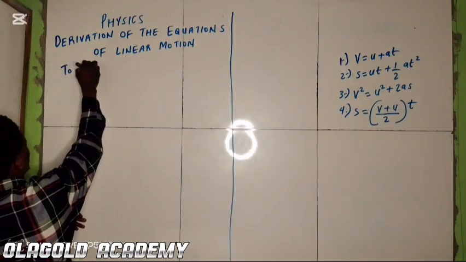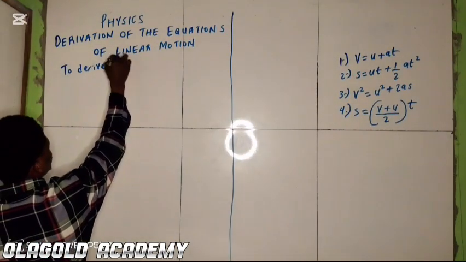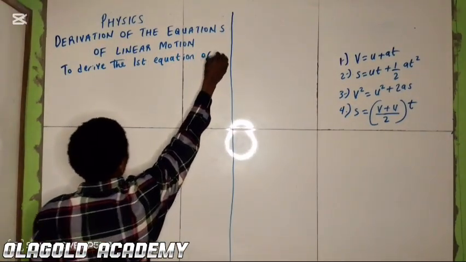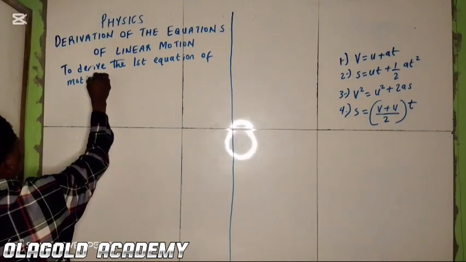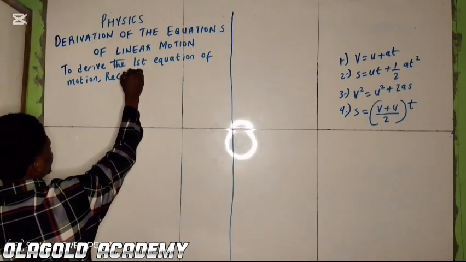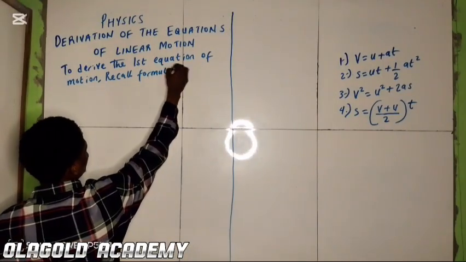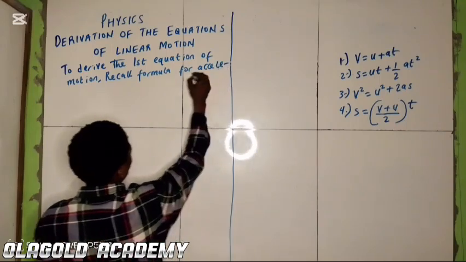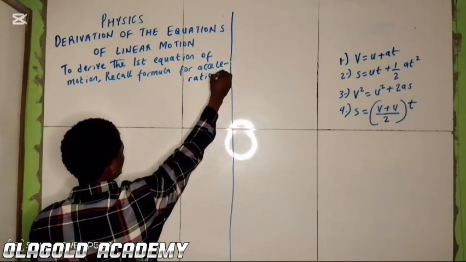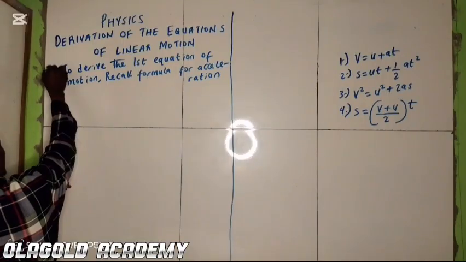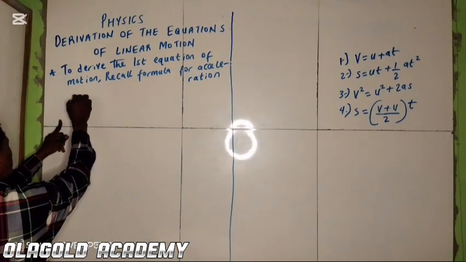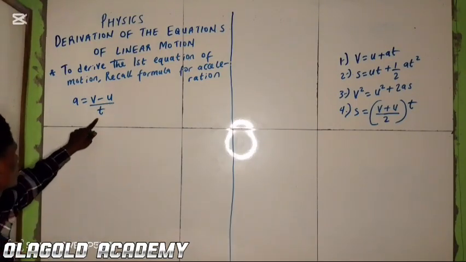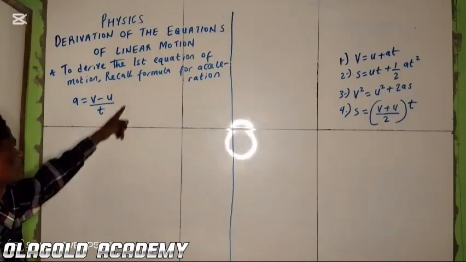Now, to derive the first equation of motion, what do we do? Recall the formula for acceleration. Now, acceleration is expressed as A equals V minus U over T. This is the formula for acceleration.